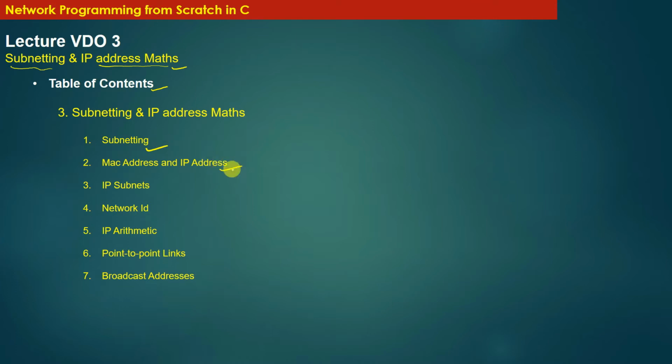We will study in detail the MAC addresses and IP addresses. We will discuss IP subnets, that is the type of subnets, local subnet and remote subnets. Then every subnet has a network ID. We will discuss how to calculate the network ID. And then we will discuss the IP arithmetic, that is the type of operations that we apply on IP addresses.